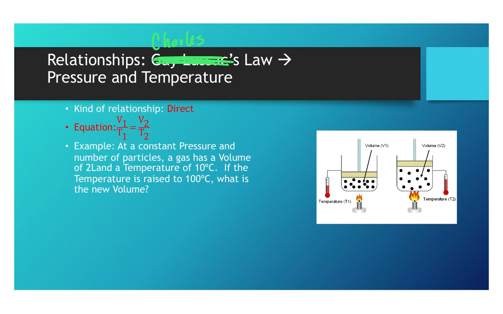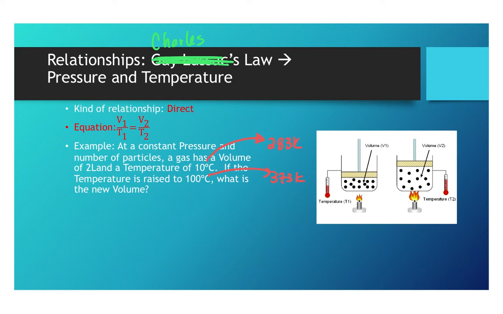All right, so now we can go ahead and deal with the mathematics of Charles's law. So at a constant pressure and number of particles, a gas has a volume of 2 liters at 10 degrees Celsius. And if the temperature is raised to 100 degrees Celsius, what is the new volume? All right, and so for this particular one, again, we're dealing with temperatures. So the very first thing I want to do is convert those temperatures to Kelvin by adding 273. So this becomes 283 Kelvin, and this becomes 373 Kelvin.